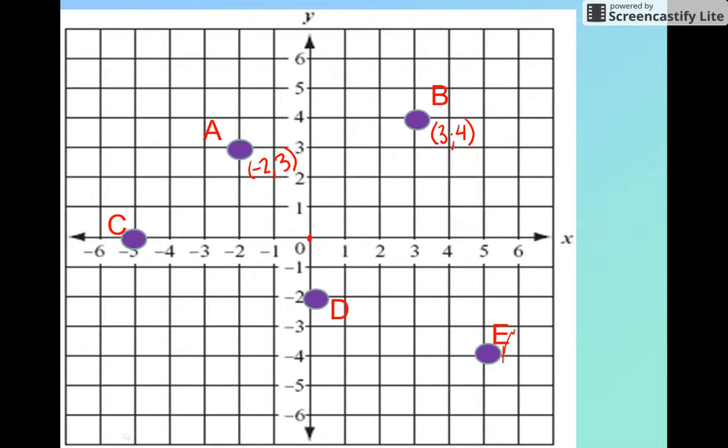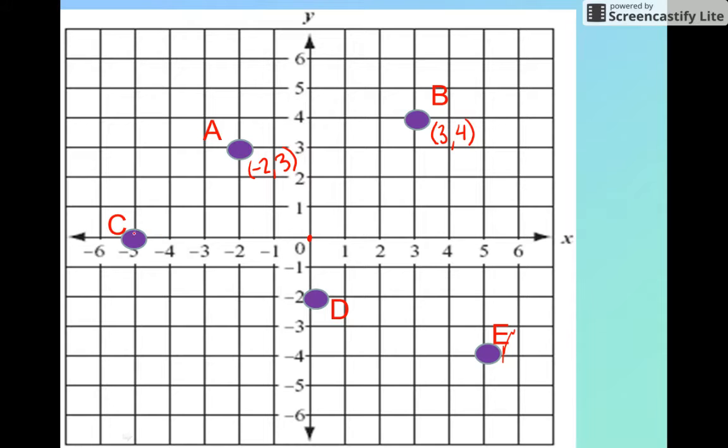For points C and D, I always have students who get the ordered pairs very confused when they're on the axis or on the axes. If you can still remember you have to go horizontally first, then you're going to be fine. Start at the origin. I'm going to go to C.